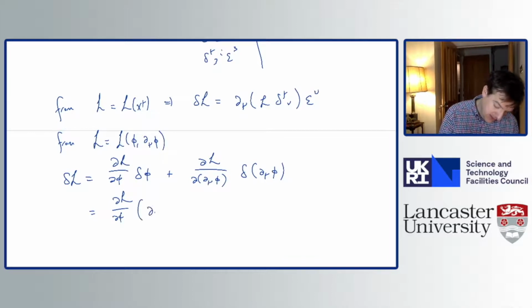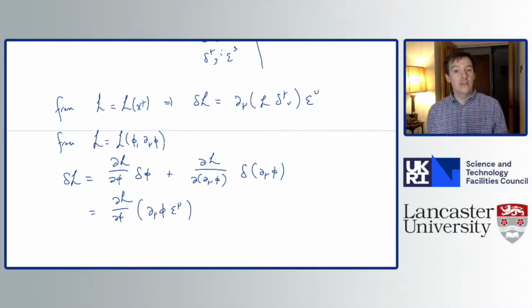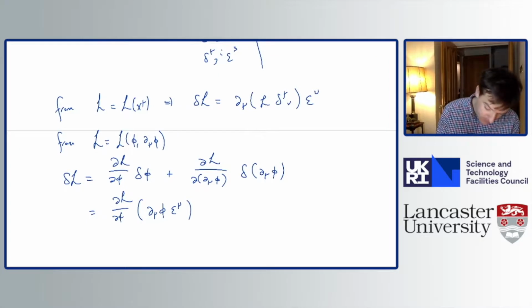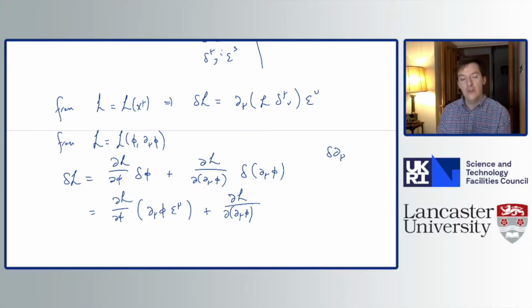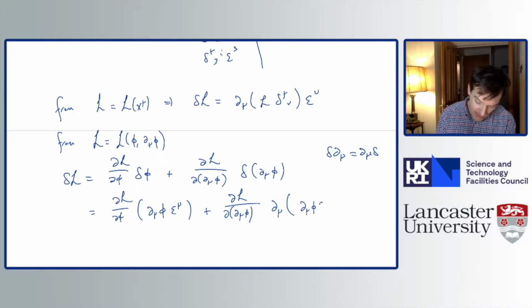It's d mu phi epsilon mu. Okay, so the index is repeated on the derivative and on the epsilon, plus delta d mu phi. Okay, and so here we have something which is delta and a d mu phi, but we know that derivatives commute, so we can rewrite this as d mu delta. If we do that, we then have d mu delta phi, and we know what delta phi is. Substitute in for delta phi.